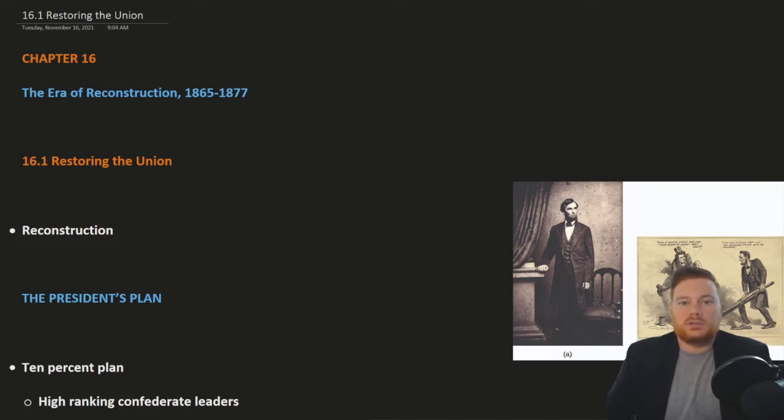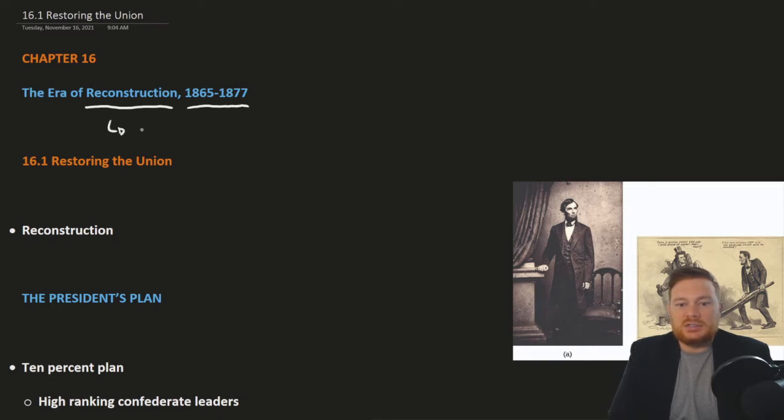All right. This is OpenStax U.S. History, Chapter 16, The Era of Reconstruction, 1865 to 1877. We'll be looking at Section 1, Restoring the Union. So this chapter is on the Era of Reconstruction. You can see that it goes from 1865 to 1877.